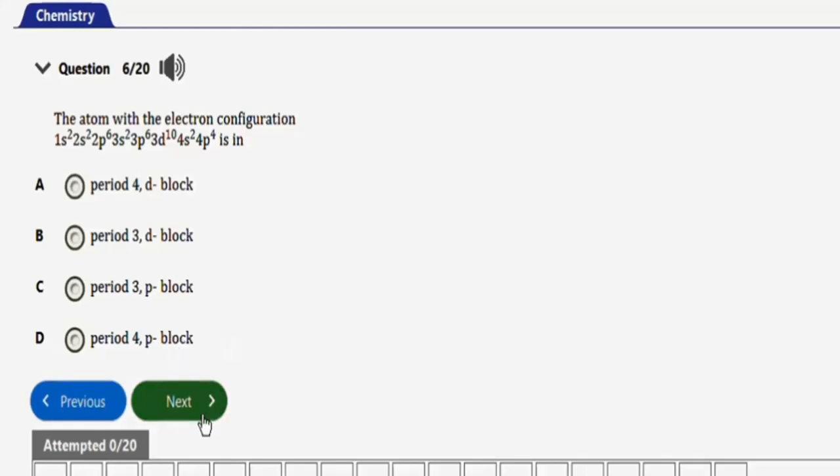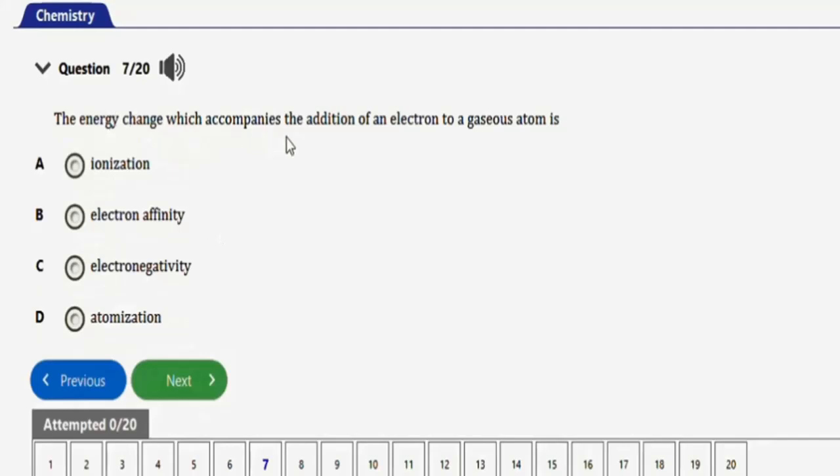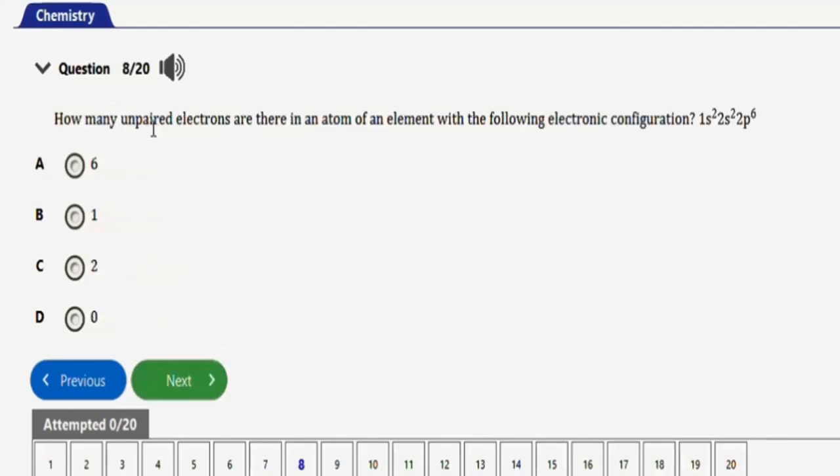The next question will be this one. It says the energy change which accompanies the addition of electron to a gaseous atom is electron affinity, option B. Next question is this one. It says how many unpaired electrons are there in an atom of element with the following electronic configuration? So this is neon. Okay, we have atomic number of 10 here. So neon is a noble gas. Noble gases have no unpaired electrons. All the electrons in it are paired. Okay, so the right option here is D, 0. So there is no unpaired electron.